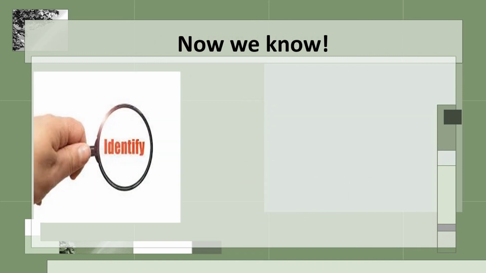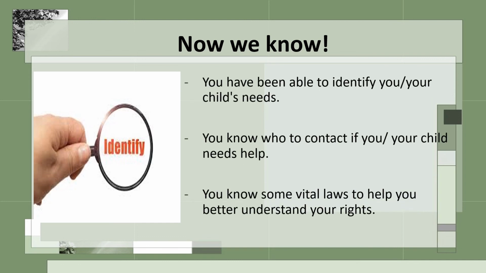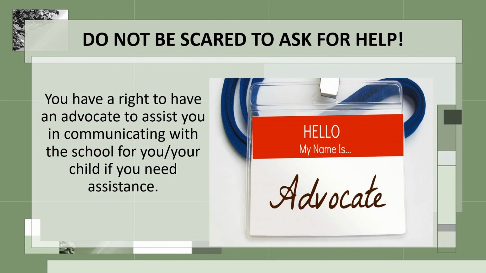Now we know. You have been able to identify you or your child's needs. You know who to contact if you or your child needs help. You know some vital laws to help you better understand your rights. Don't be scared to ask for help. You have a right to have an advocate to assist you in communicating with the school for you or your child if you need assistance.